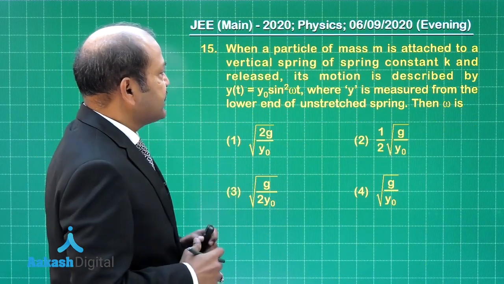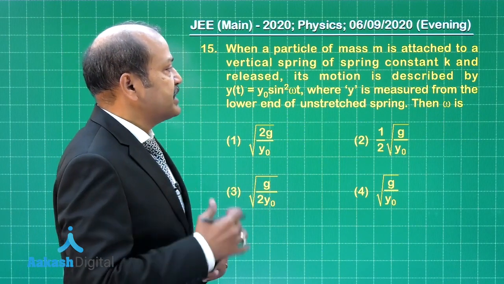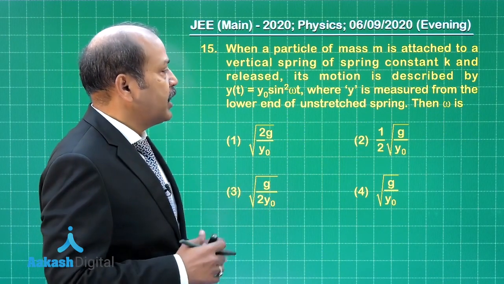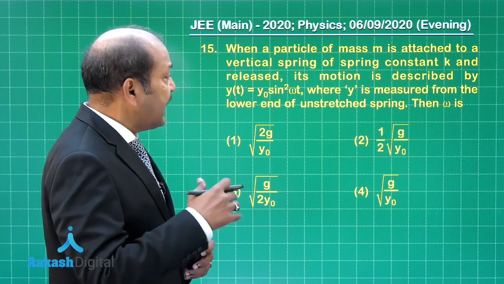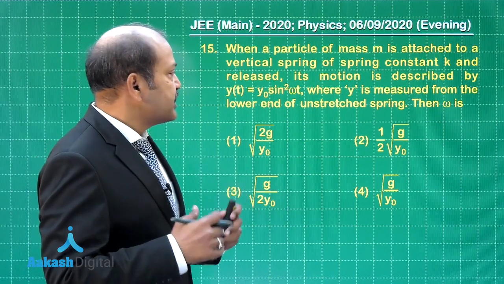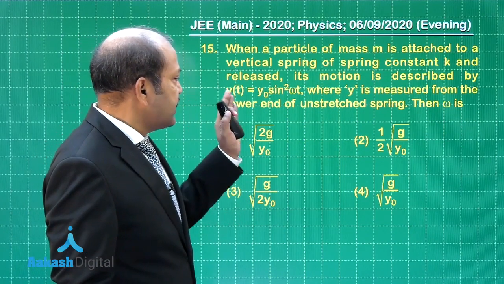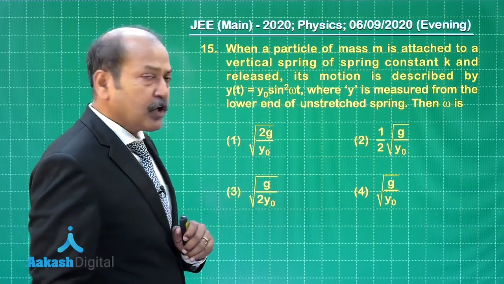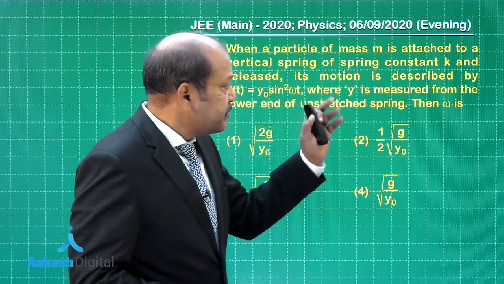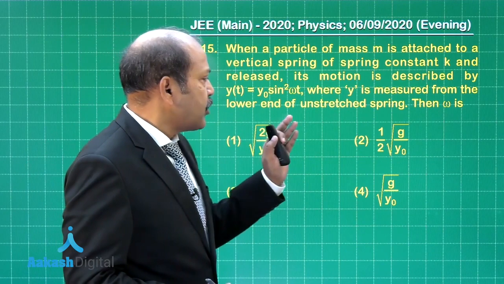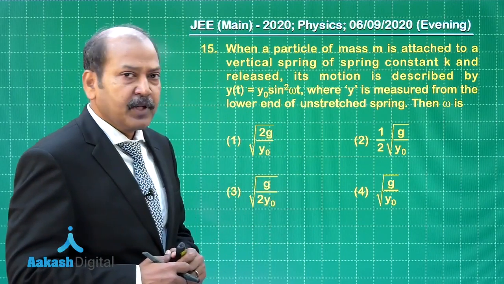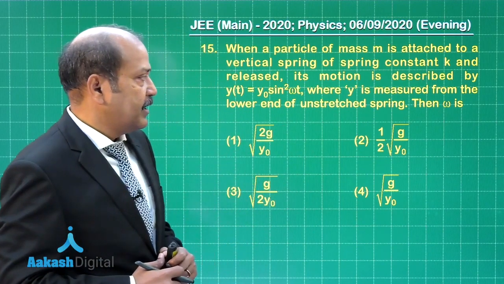Question 15 says, when a particle of mass m is attached to a vertical spring of spring constant k and released, its motion is described by y(t) is equal to y naught sine square omega t, where y is measured from the lower end of the unstressed spring. What is the value of omega?